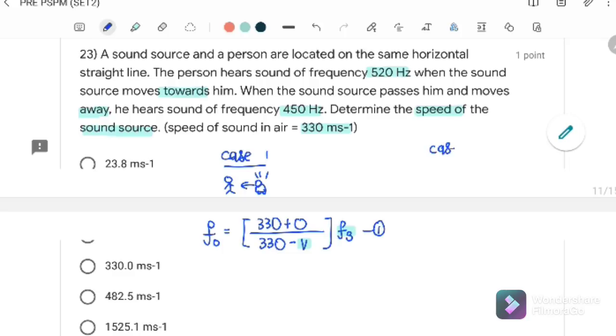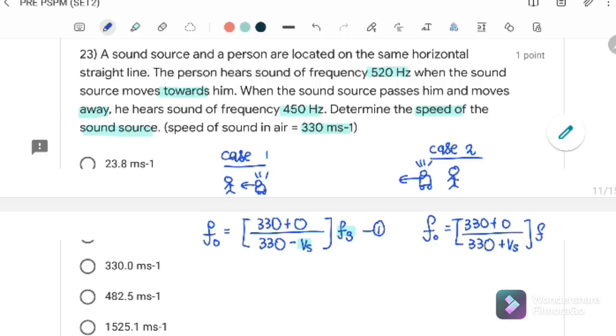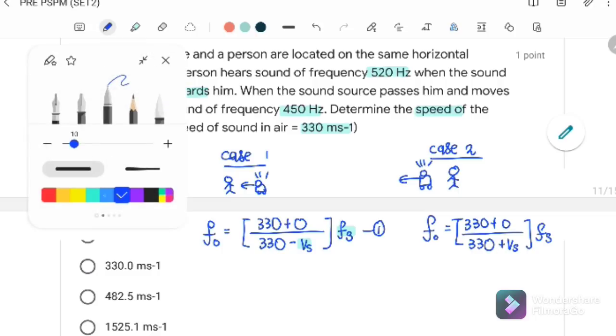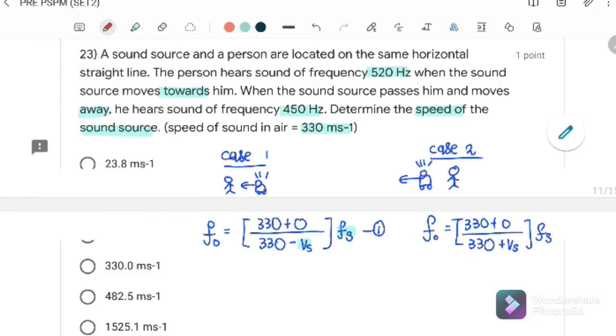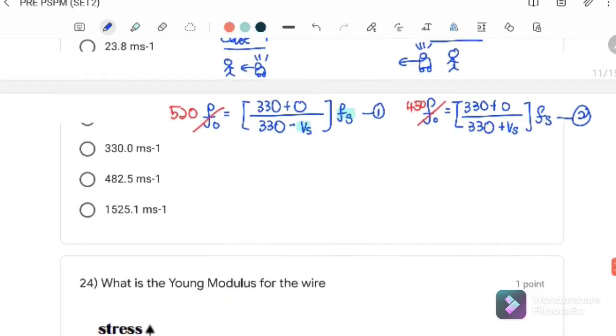So we can find the second equation from case 2, where at that moment, the car has already passed the observer and is moving away from the observer. So equation 2 equals 330 plus 0 over 330, because it's away, so it's plus V source, times the frequency source. Just now the question also mentioned that when it is approaching, it can hear 520 Hertz. When it is away, the observer can only hear 450. So this is the second equation. So we can do it simultaneously.